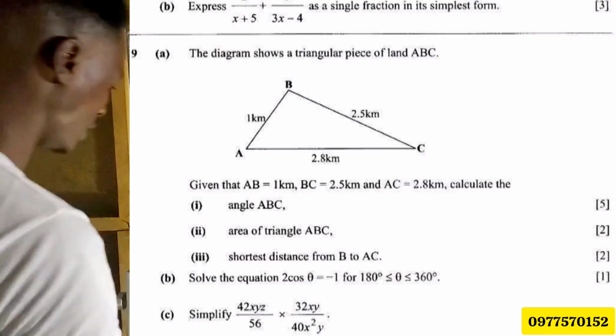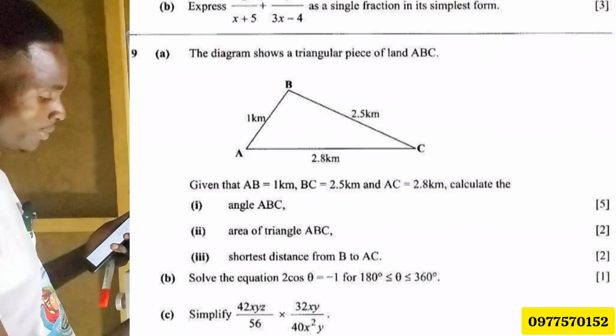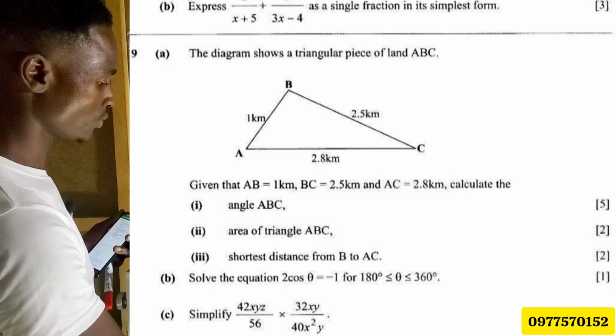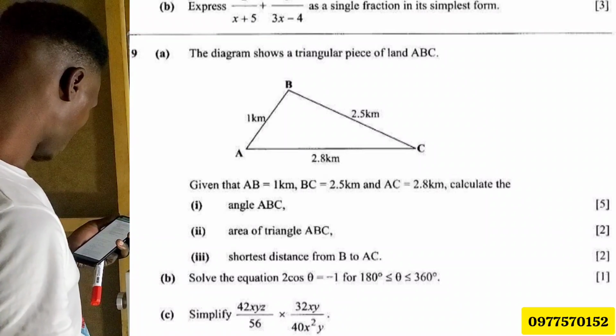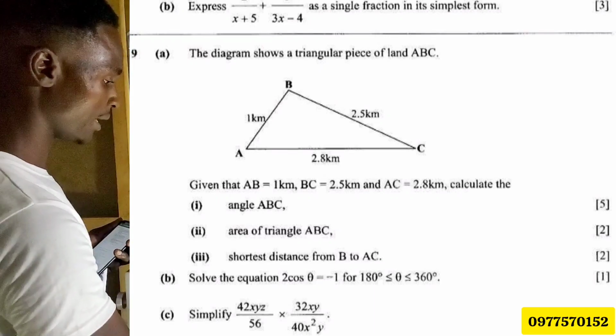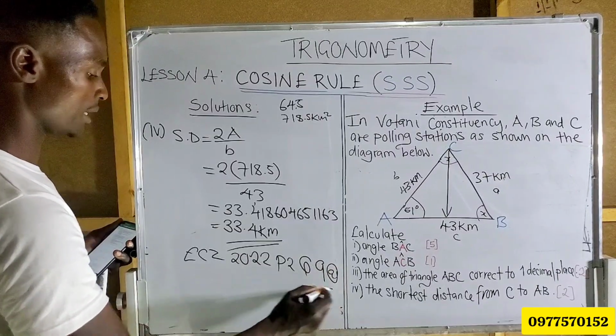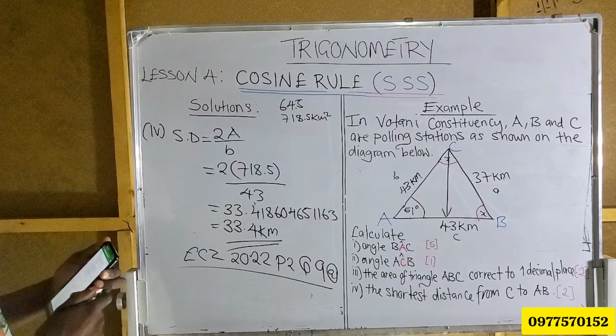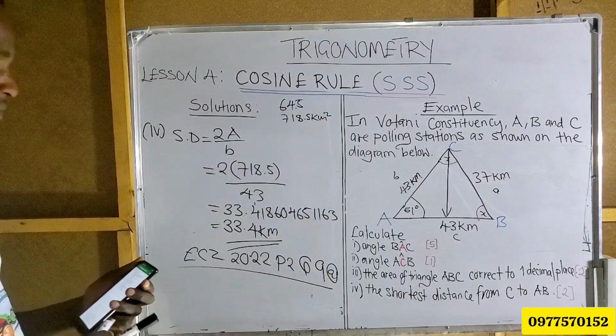So this is your question, ECZ 2022 paper 2. What question is this? Question 9A. Try this one out. It's also angle and all sides. All the 3 sides are given.